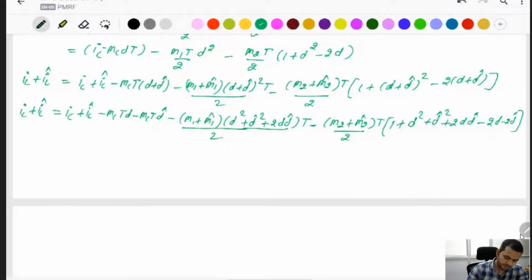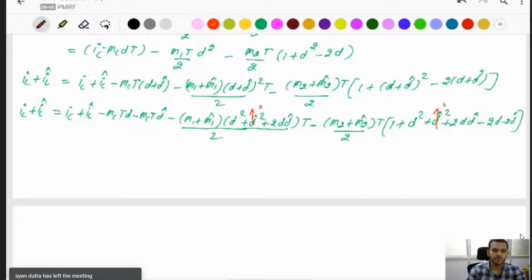Okay, see here, D cap is the perturbation, a very small value, that's why it is taken as 0. When two perturbations multiply, each less than 1, this will be taken as 0 because the perturbation is very low.